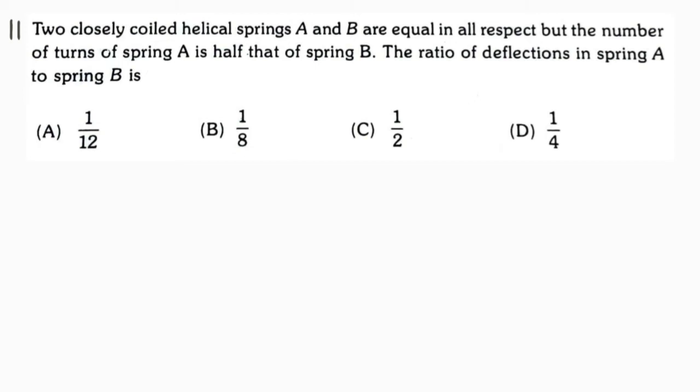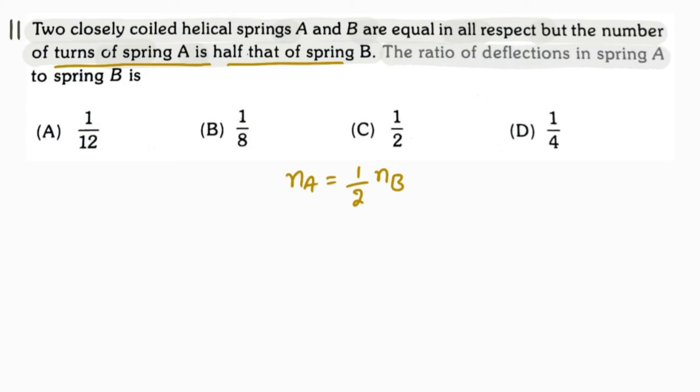Look at the 11th problem. Two closely coiled helical springs A and B are equal in all respects, but the number of turns of spring A is half that of B. That means all other dimensions are equal except the number of turns. Given that NA, the number of turns of A, is half the number of turns of B. Okay.